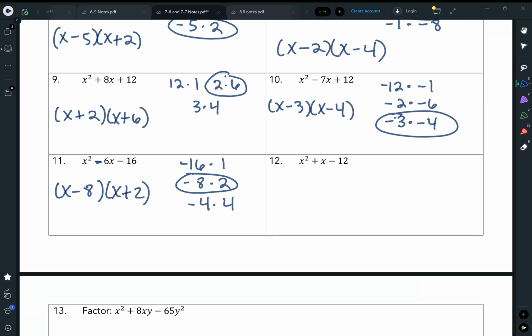For the last one, x squared plus 1x minus 12. So I've got to multiply to make something negative, but add to make a positive. That means my bigger number needs to be positive. So 12 times negative 1, that's not going to work. 6 times negative 2, or 4 times negative 3. So 4 times negative 3 would add to make a 1. So this is going to be an x plus 4 times an x minus 3.